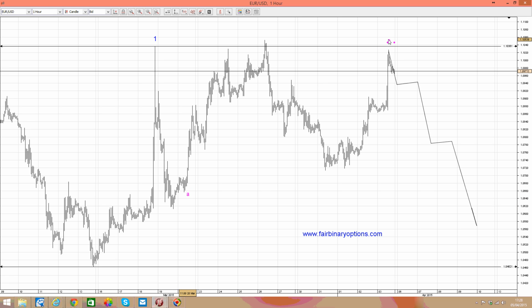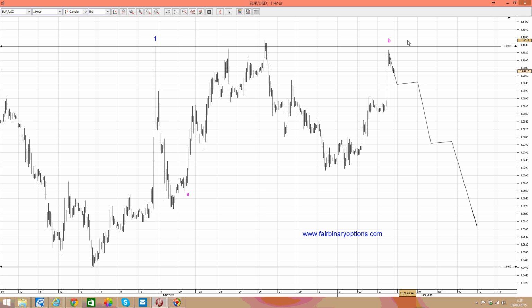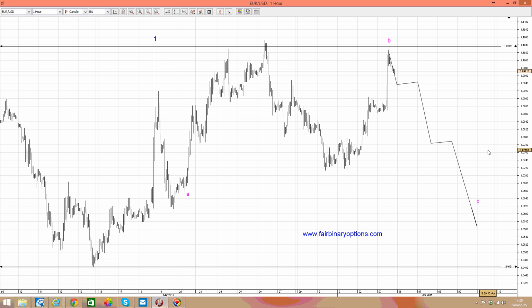Now this B wave here was quite a beauty, in the sense that it is nothing but a flat of a lower degree. This one is being called a common flat as well, because the B wave is the most time consuming. But actually, on a bigger degree, we should look now for a C wave in here that should stretch something like into this area.